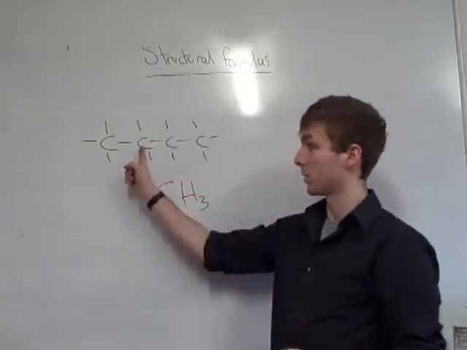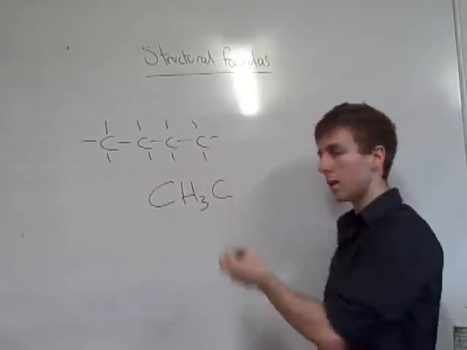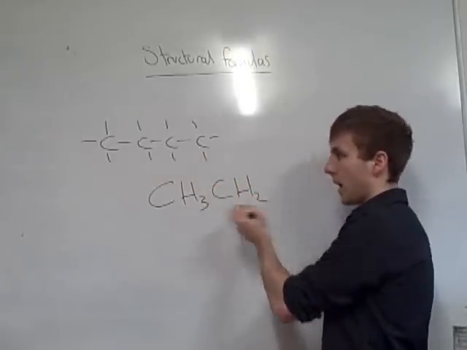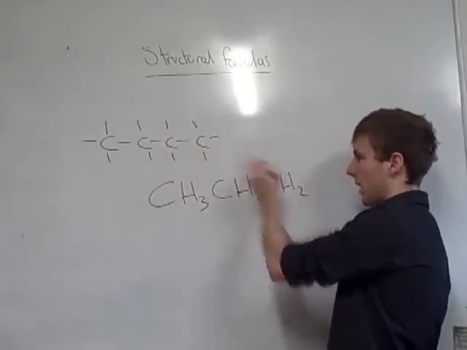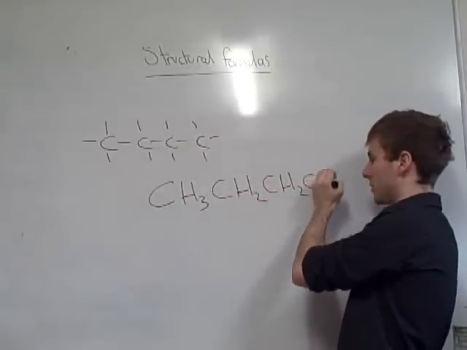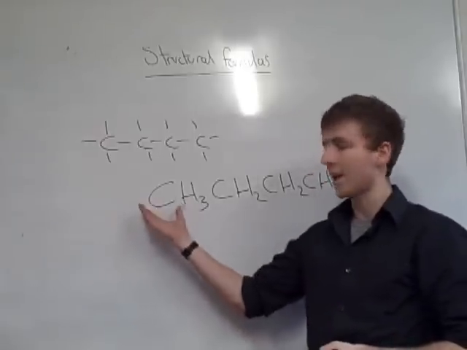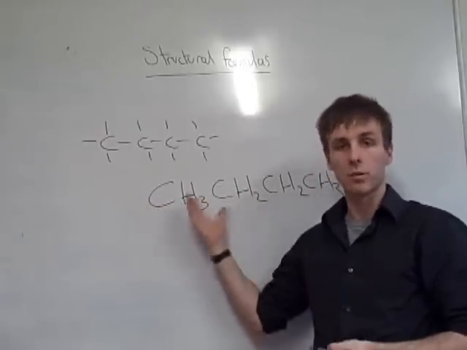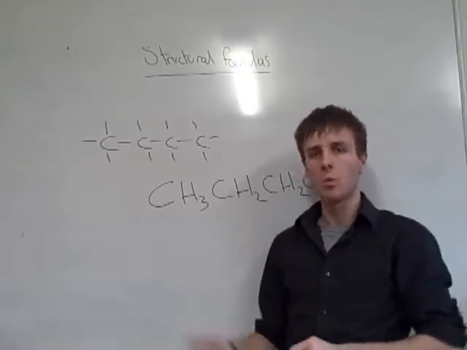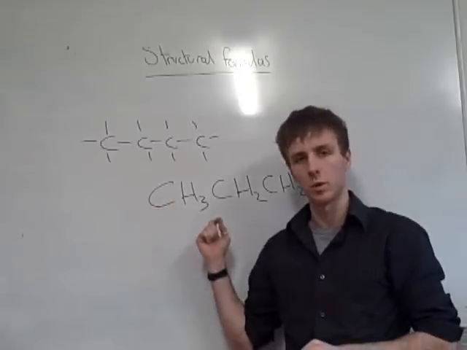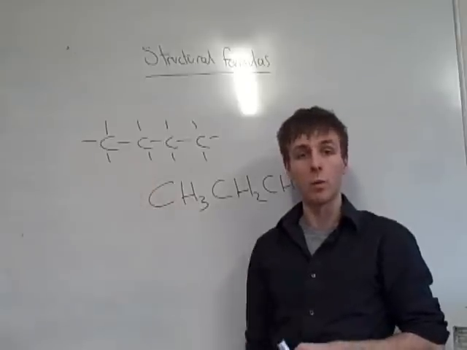I then move on to my next carbon and write that down, and write down everything bonded to that. And so on. So a carbon with 2 hydrogens, and then a carbon with 3 hydrogens. And this shows us the way the atoms are arranged in my formula. It's not quite as obvious as a displayed formula, but it's a little bit less time consuming. Okay, so that's how I would write down the structural formula of butane.